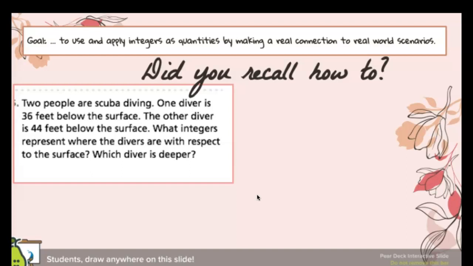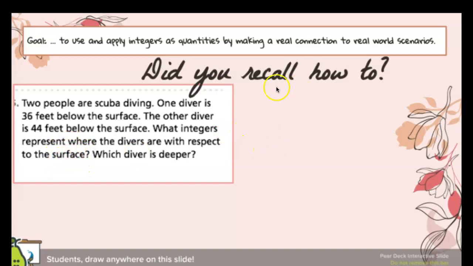No, but what Omar is trying to say, because -36 is a bigger value than... But then they're asking who is going down deeper, and 36 feet is a bit smaller than 44 feet. 36 feet is closer to the sea level than 44 feet. That's true. That's why I asked you about the surface, right, Omar?